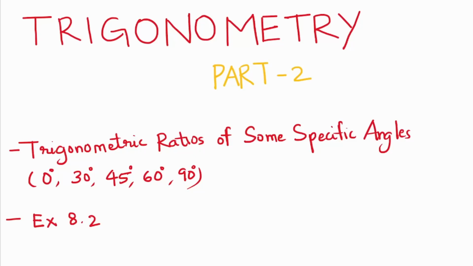Hello boys and girls, welcome back to class 10 trigonometry part 2. In this video we will be learning about the trigonometric ratios of some specific angles, which are mainly 0 degree, 30 degree, 45 degree, 60 degree and 90 degree, and also we will be solving exercise 8.2. Now let us start.